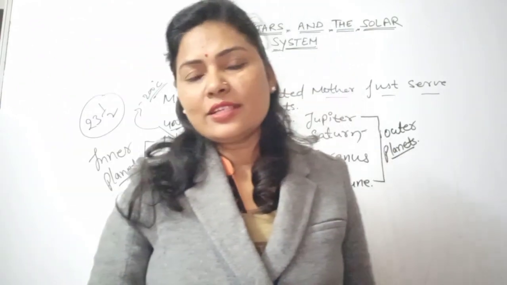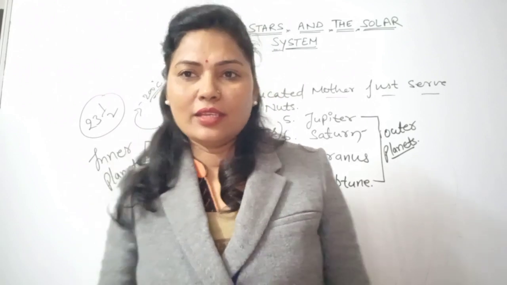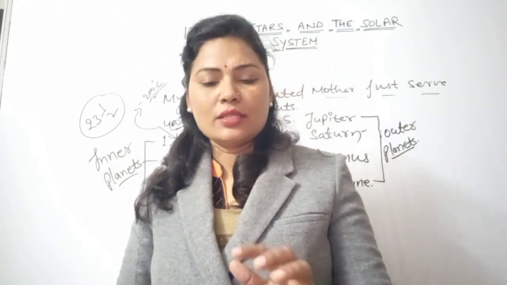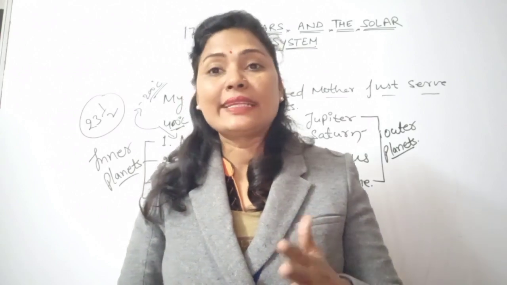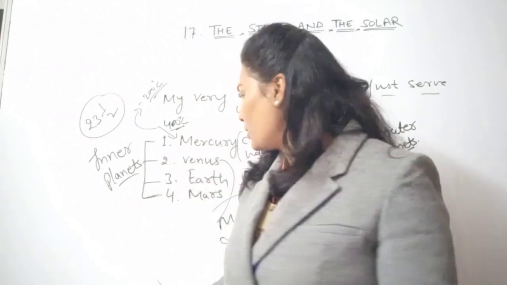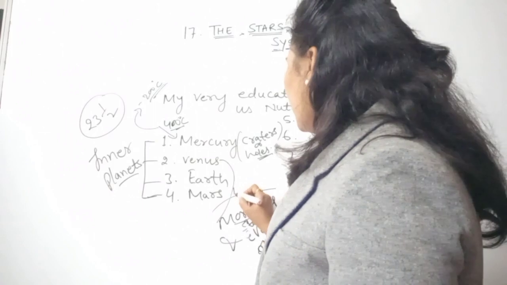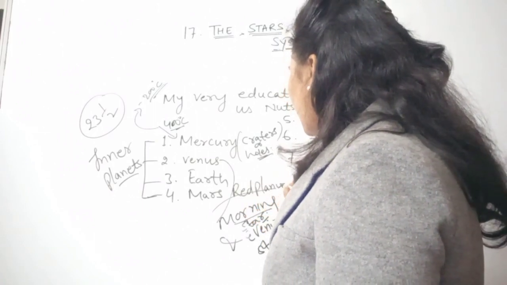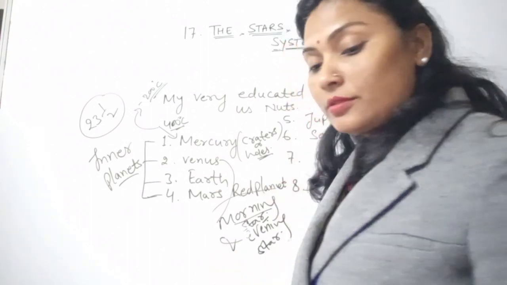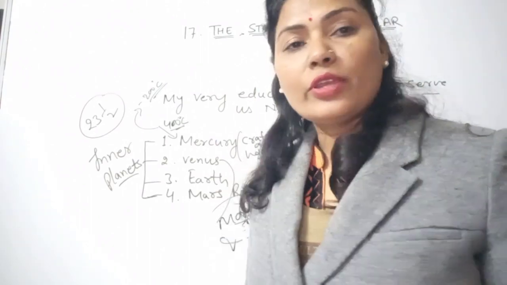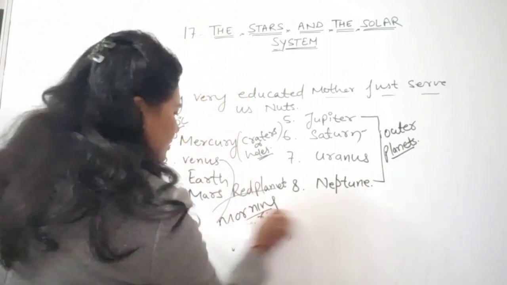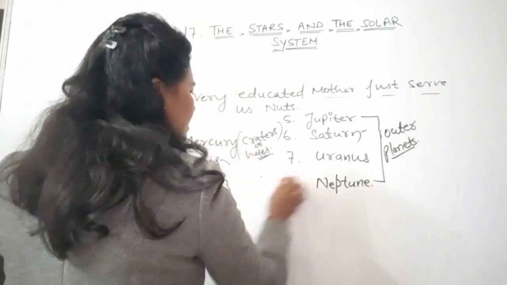So Mars is also known as Mangal. In Hindi it is known as Mangal, and the other name of Mars is the red planet. Okay, so you can write here, it is a red planet. Mars is also known as the red planet. Got it? So you can write that Mars is also known as the red planet.